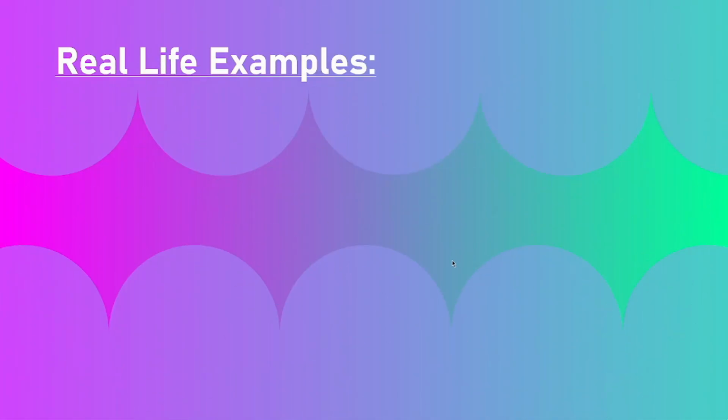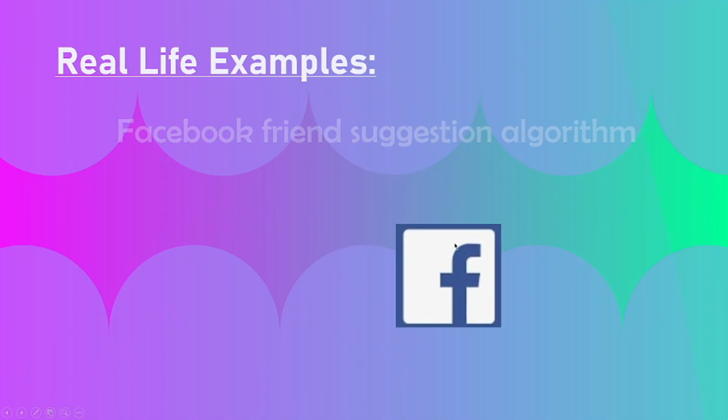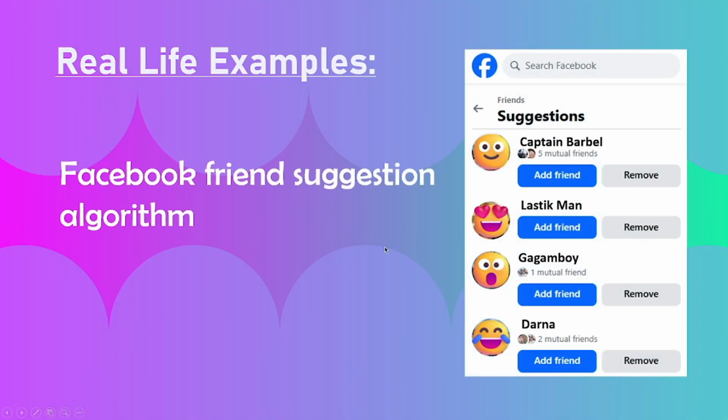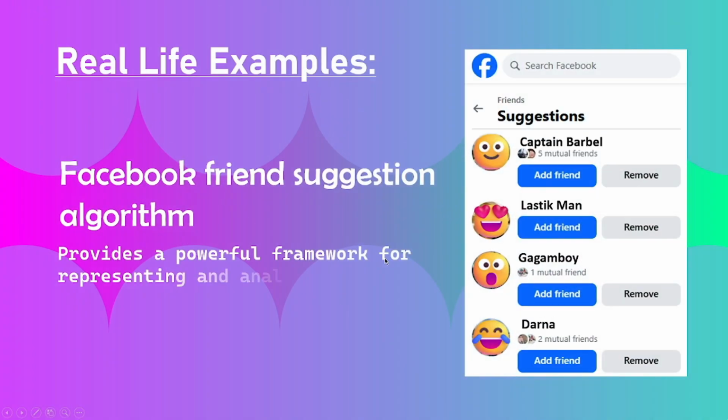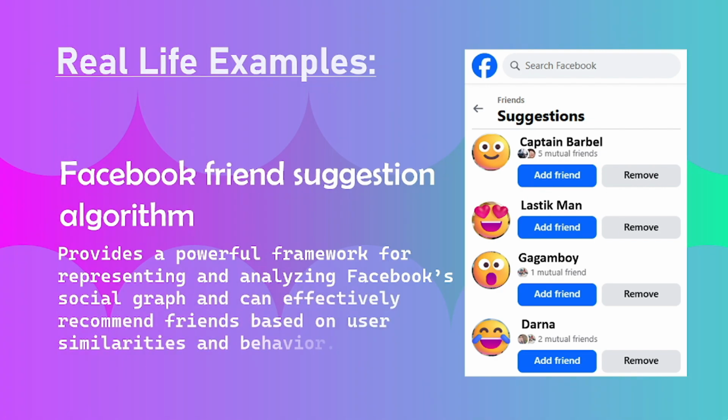Just like Google Search, matrices play a significant role in Facebook, specifically in Facebook friend suggestion algorithms. By applying matrix factorization, matrix operations, and machine learning techniques, Facebook's friend suggestion algorithm can recommend friends better based on user similarities and behavior.